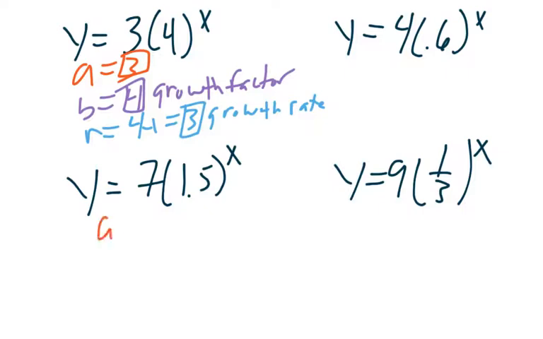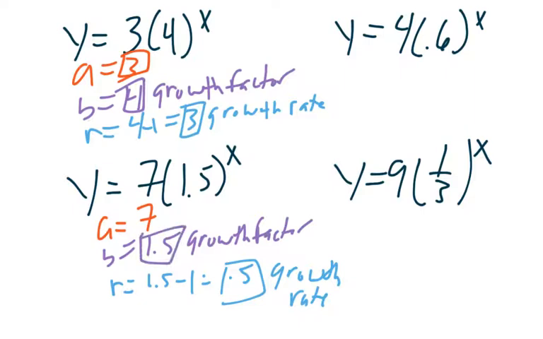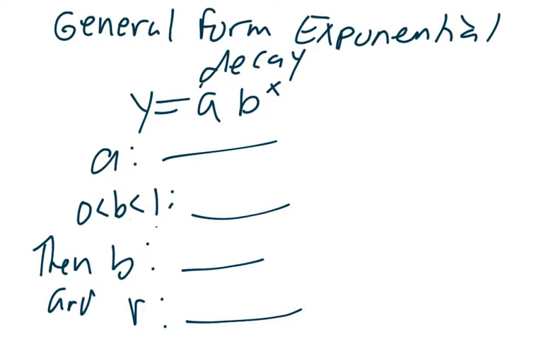If we look at our second one, our a value, or y-intercept, or initial value, is 7. Our b value is 1.5, so that is the growth factor. And our r value, or growth rate, is 1.5 minus 1, or 0.5. So 0.5 is our growth rate, our growth factor is 1.5, and our initial, or starting, or a value is 7.